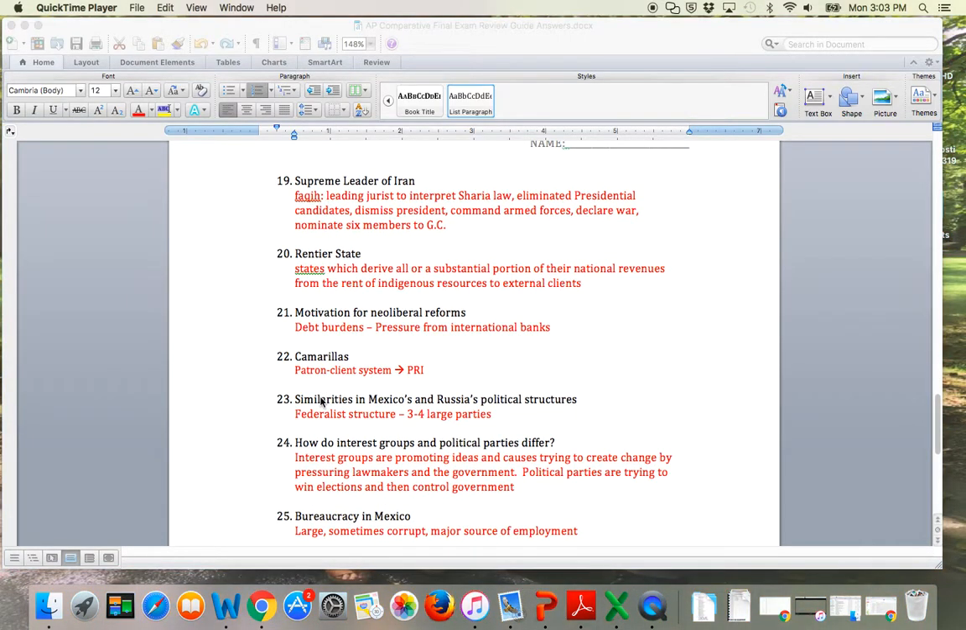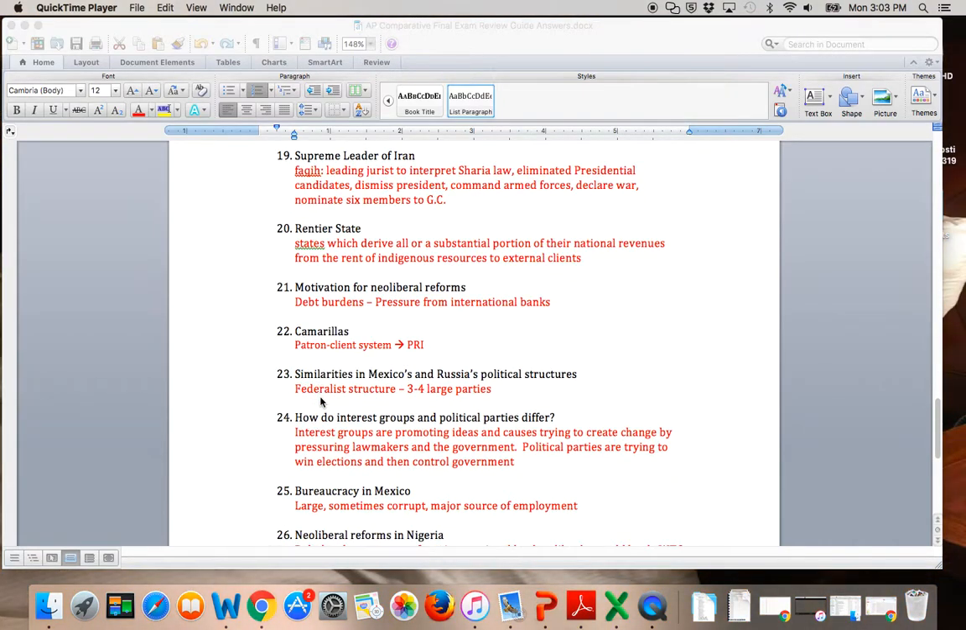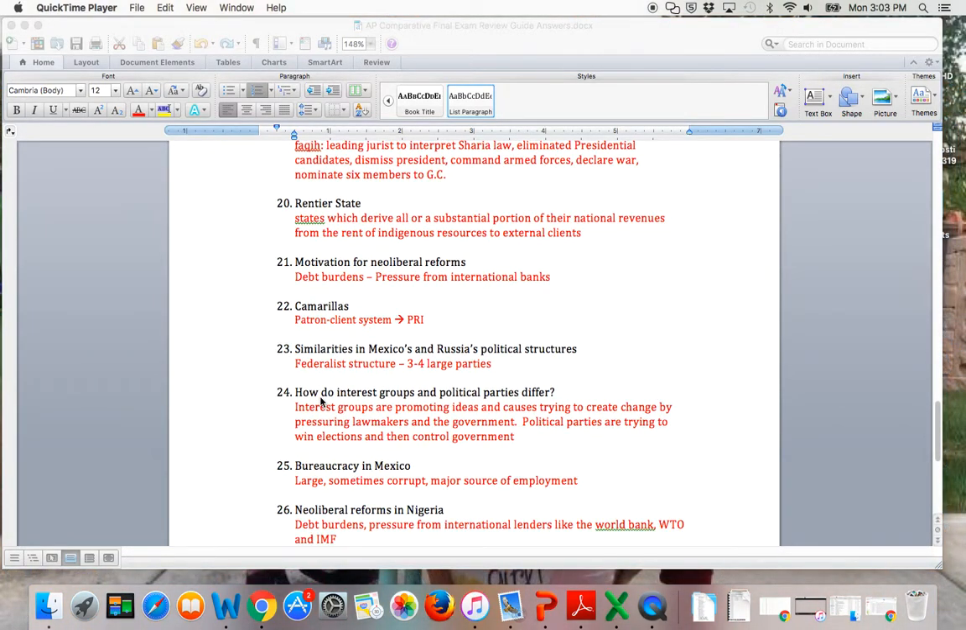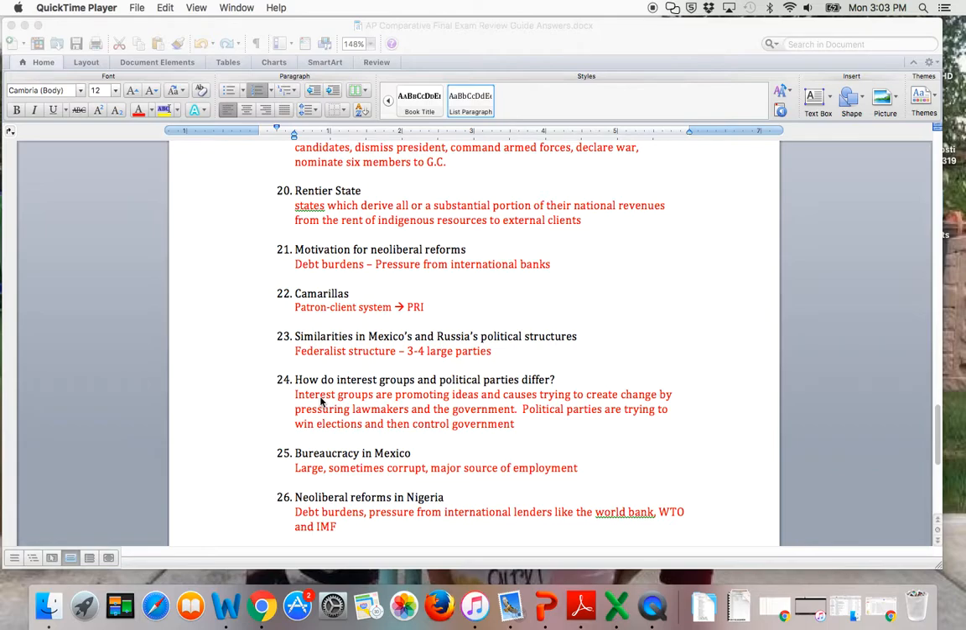A rentier state: many of the states in the AP6 are rentier states. A lot of their revenue and their country is run off of the money made by the resources, most likely oil. Why you would be motivated for a neoliberal reform is to get rid of your debts. A lot of times pressure is put on by international banks and outside organizations that have been lending money. Camarillas is the patron-client system.